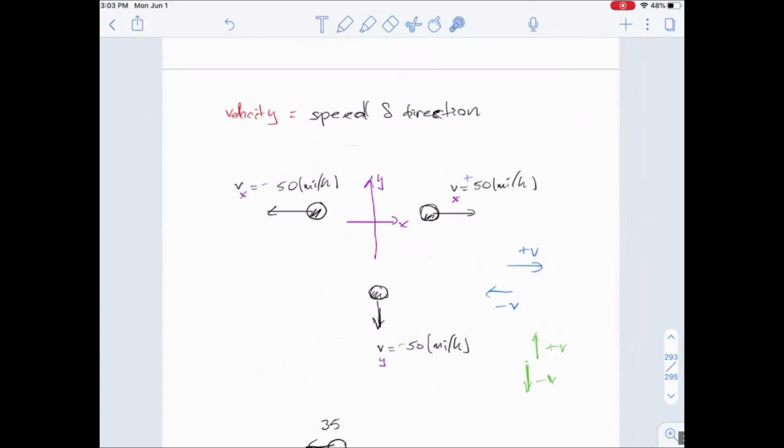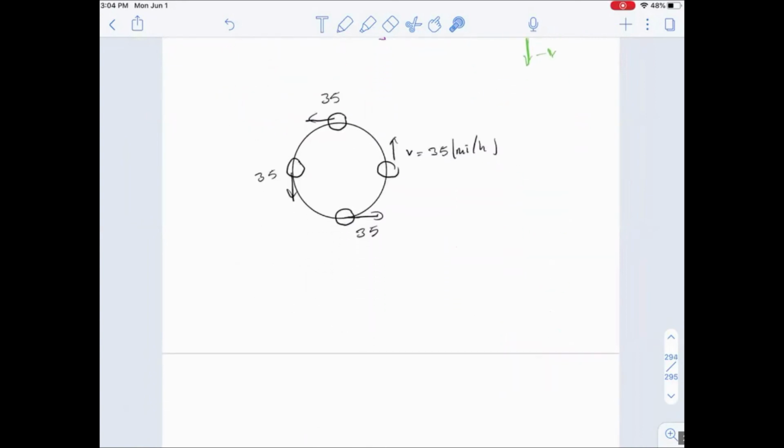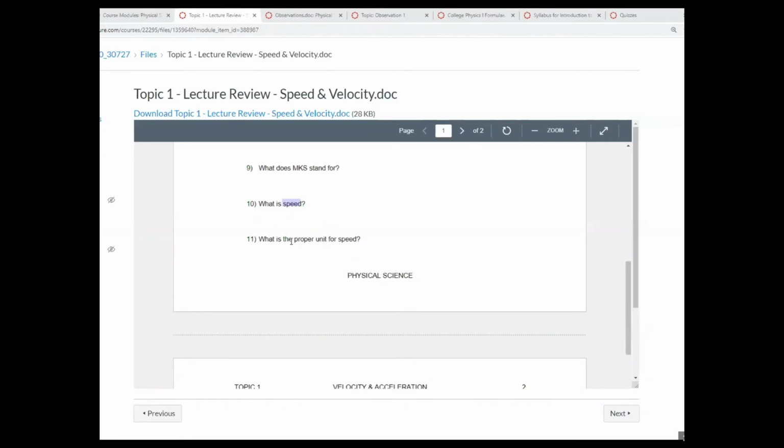So in circular motion, even if the speed is constant, because the direction of motion keeps changing, the velocity is going to keep on changing. Notice that it's going this way, and that way. Because the direction of motion keeps changing, the velocity is going to keep on changing. That's what it means. All right. What's speed? Speed is how fast an object moves in space and in time.